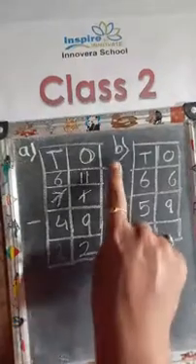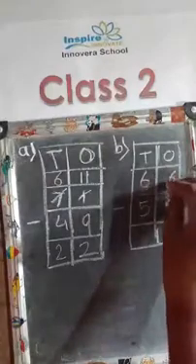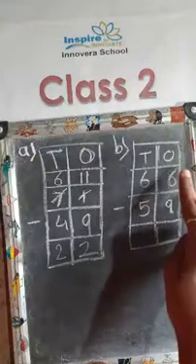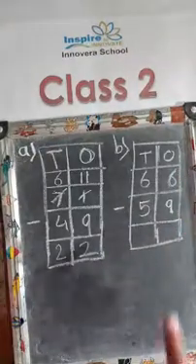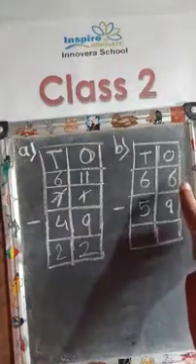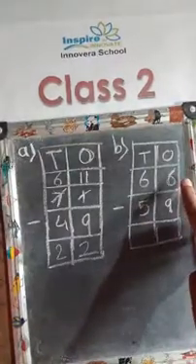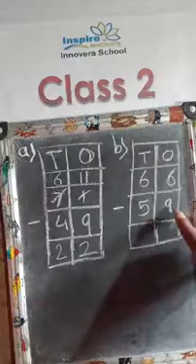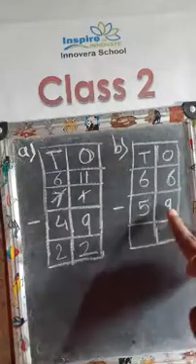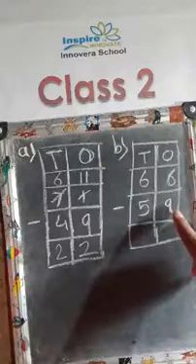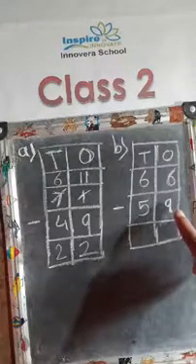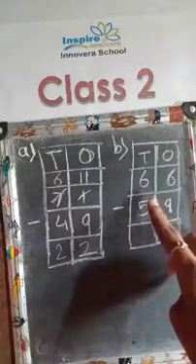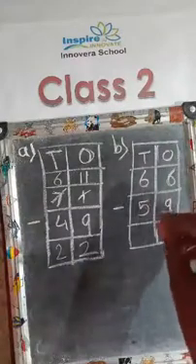Now next we will go to the next sum. Here also the same way we are going to do. We will start from the ones column. Let's see who is there in the ones column. 6 minus 9. So what are we going to do over here? The same way we have to borrow. We have to borrow 1 from the tens column.